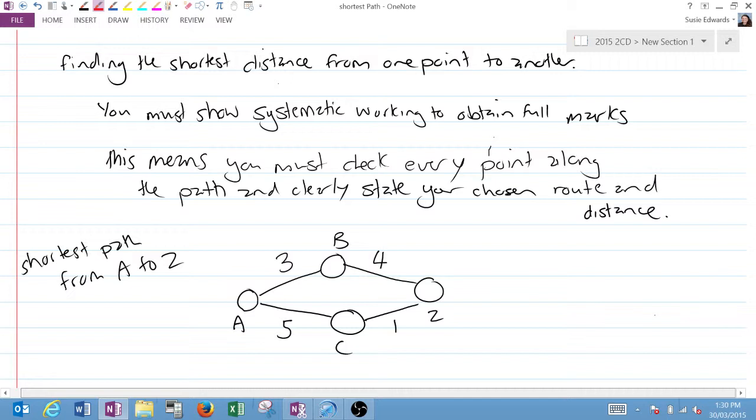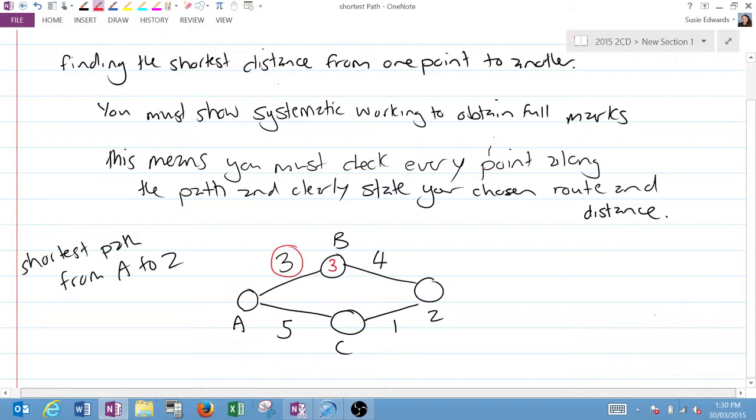But we need to be able to check each one as we go, especially when these networks get bigger. And so the first thing we do is we go, what's the shortest path to get from A to B? So we're starting at A. What's the shortest path just to get to B? 3. And so what we do is we write 3 inside and we circle that 3 because we use the 3 to get to B.